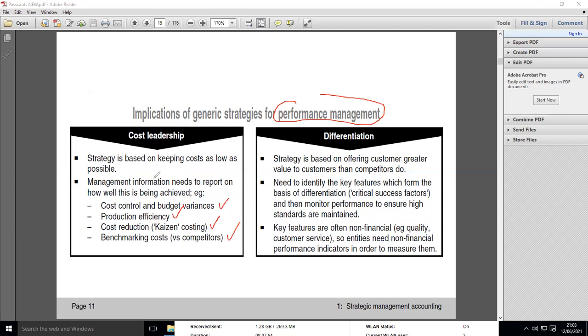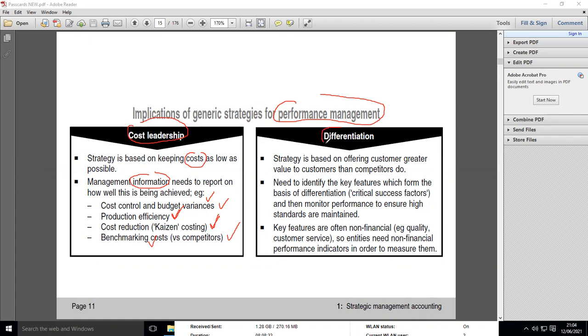So we need to have performance reports. We need performance reports on, are we achieving this cost leadership? We need KPIs relating to cost control and budget variances, relating to how efficient we are, cost reduction, and also benchmarking. So organizations that pursue cost leadership need a specific type of KPIs.